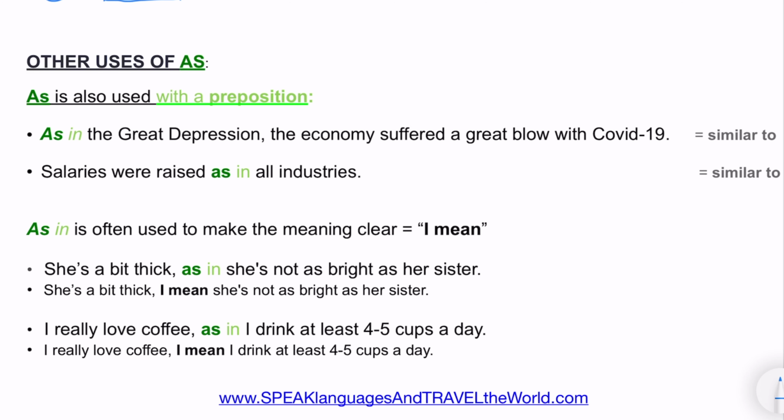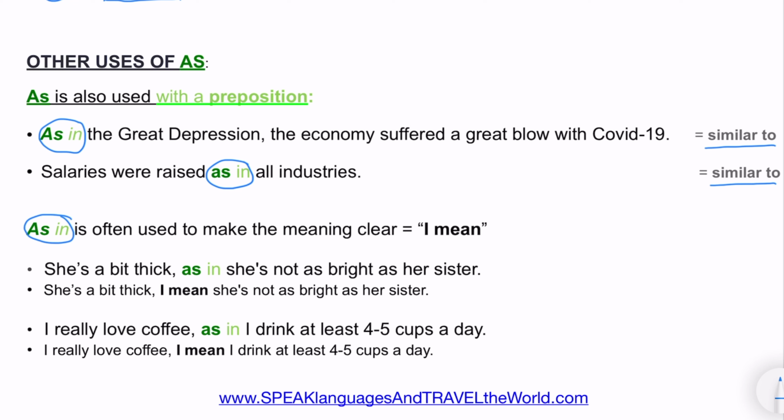Now, other uses of as. As is also used with a preposition. For example, as in the Great Depression, the economy suffered a great blow with COVID-19. This means similar to the period of the Great Depression. Salaries were raised as in all industries. So similarly, salaries were raised in all industries.